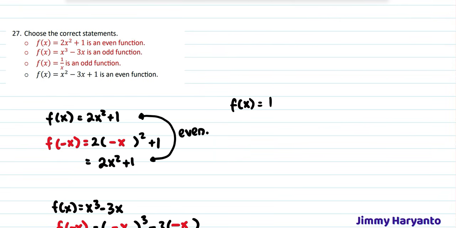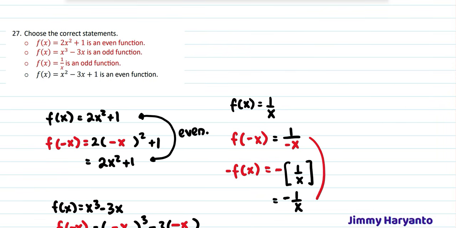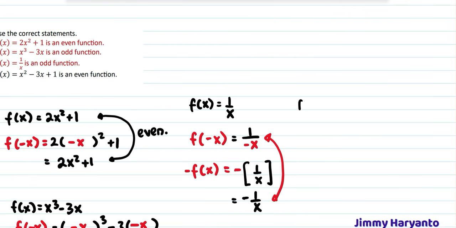Next, the third. The third is 1 over x. We have to check the function whether it is odd or not. First is this one. So 1 over negative x. We cannot simplify it anymore, so let's go to the next step. Negative f(x) means negative, and then open brackets 1 over x, and the result is negative 1 over x. They are the same, that means the function is odd. Okay, next is the last one.